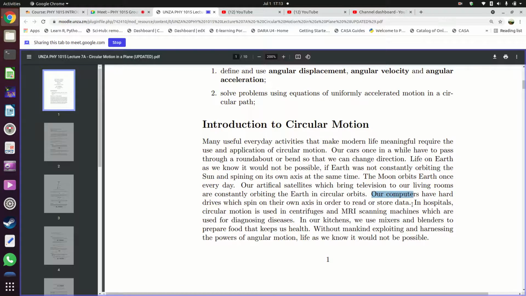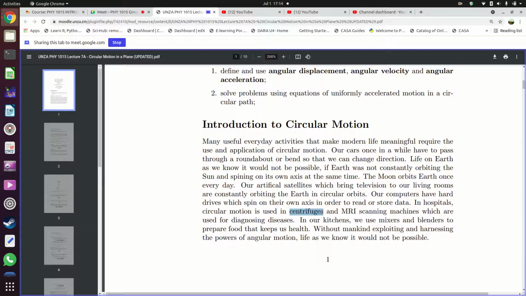Circular motion is also used in hospitals to find out what kind of disease you're sick of. For example, you have machines called centrifuges which rotate and spin blood samples or samples from patients so that technicians and biochemists can find out what kind of disease a person has.